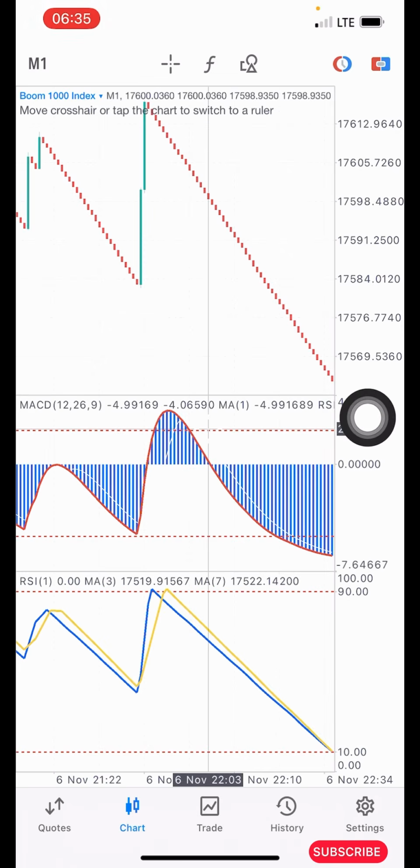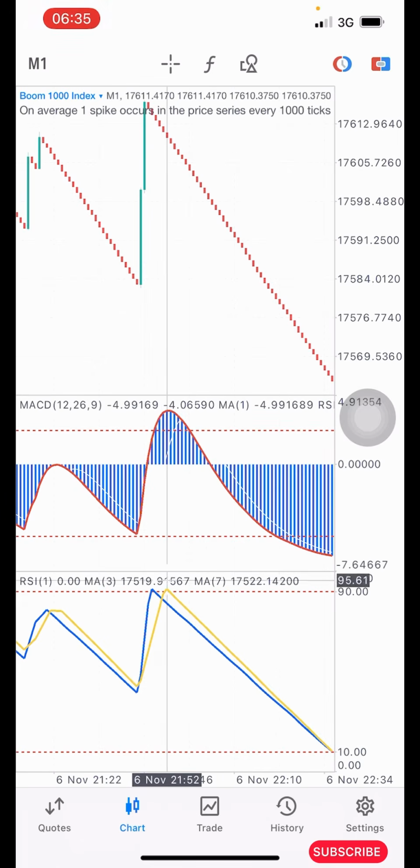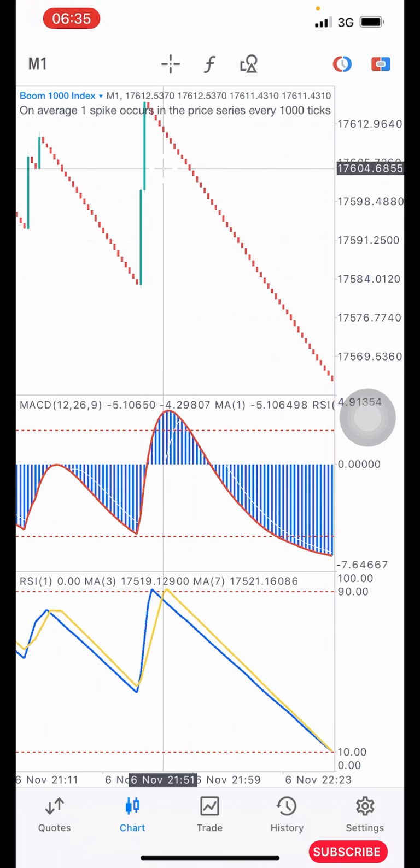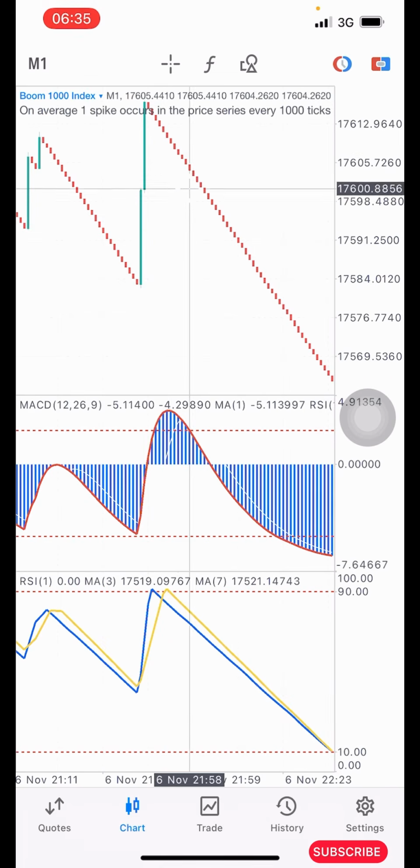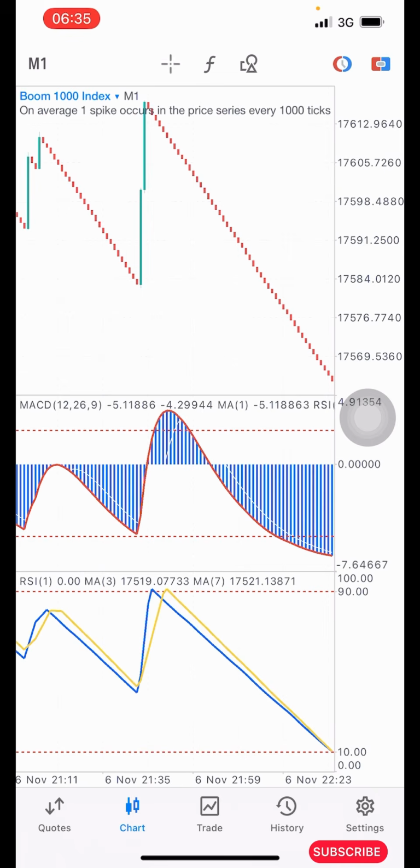Once you see this crossing happening, immediately you see that the blue line is below the yellow line, you are to go in for 5 candles. This is the area where it crosses. You pick 5 candles around this area and then you exit the market. This strategy is very simple to understand, so I don't want to take much of your time.